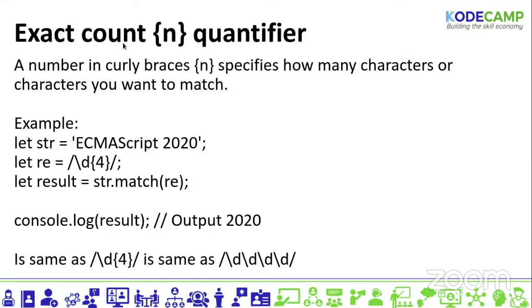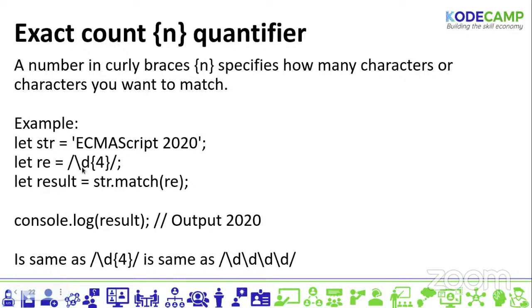Let's look at the count quantifier. We are saying a number in the curly braces, which is n. n can be any number. Specify how many characters or character sets you want to match. For example, you have ECMAScript here as a string, and then you have 2020. If you want to match 2020, there are two ways of doing it. You can type \d, \d, \d, \d, or you can simply use this notation.